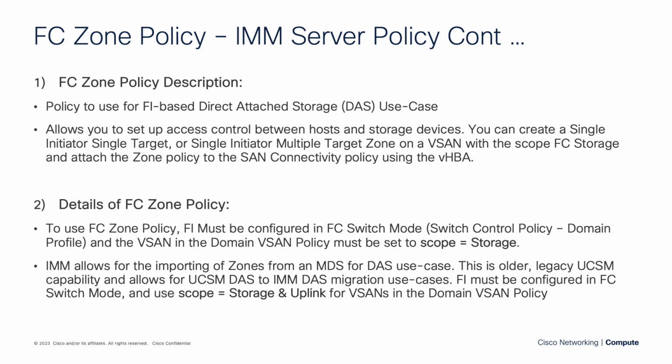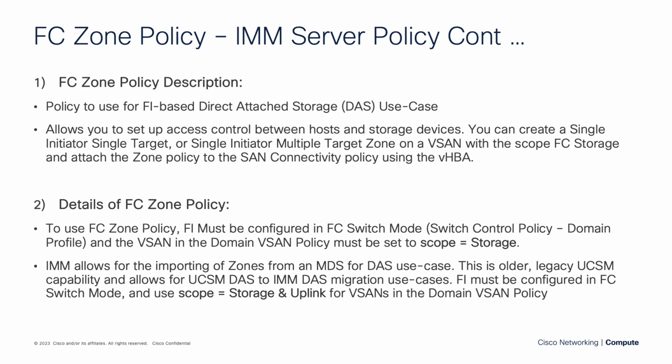So you can set up the access control with the target initiators set as either single initiator, single target, or single initiator, multiple target. You probably want to do single initiator, single target, unless you're running out of zone sets, and then you might wish to do single initiator, multiple target. Your vSAN policy scope in your domain profile should be set to FC storage. And the zone policy in the SAN connectivity policy attaches to the individual vHBA.